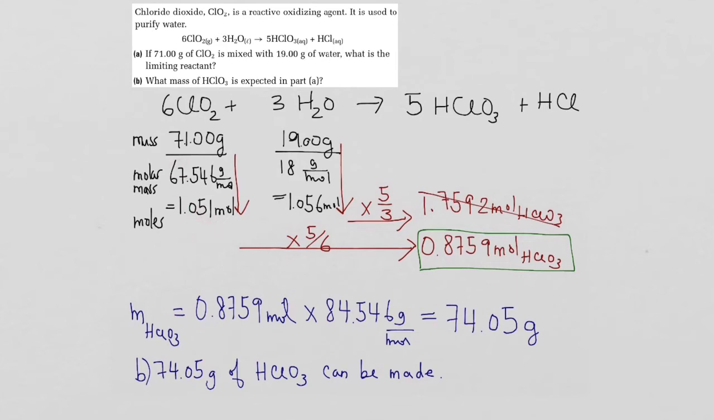In reality, if you're using 1.051 moles of chlorine dioxide, you can only use half as much water. Or if you want to take this amount of water and react all of it, you need twice as many moles of chlorine dioxide so that you can react with all the water. But anyways, we already calculated and we know that this is our limiting reagent.